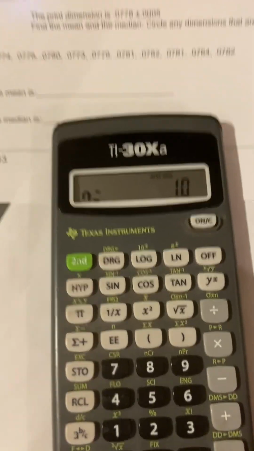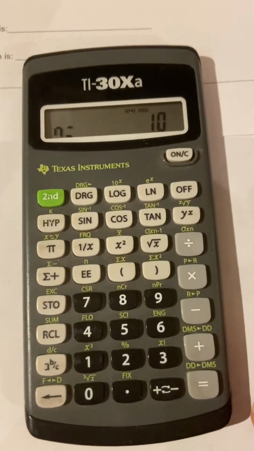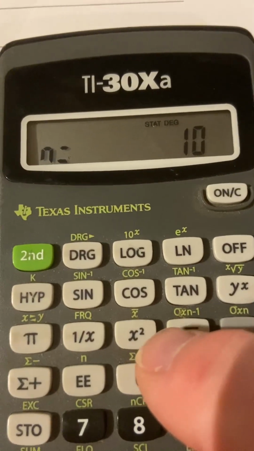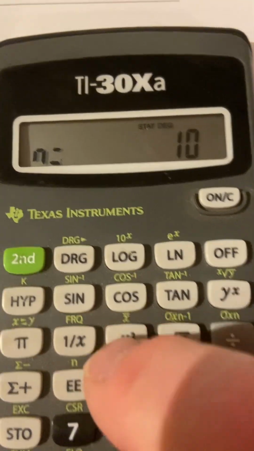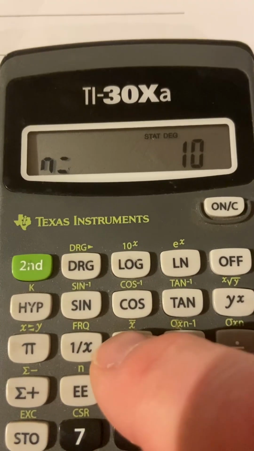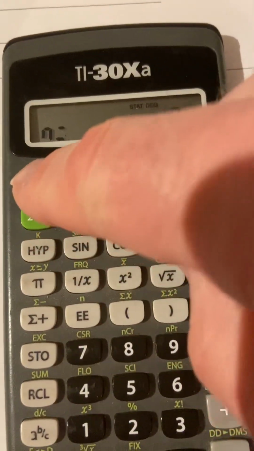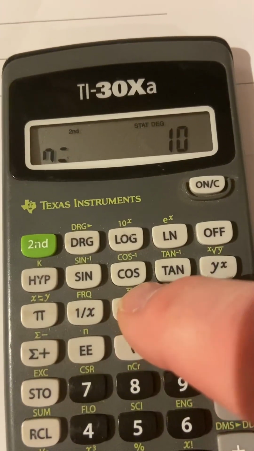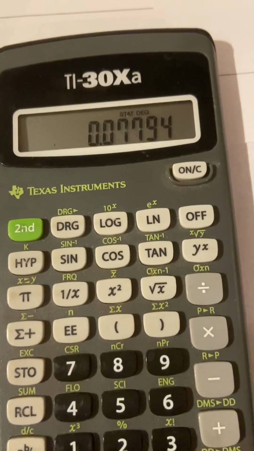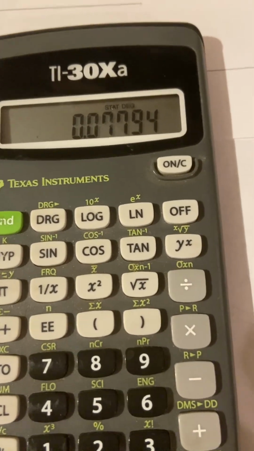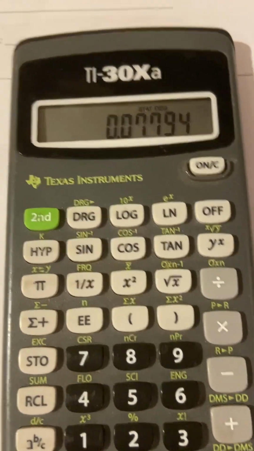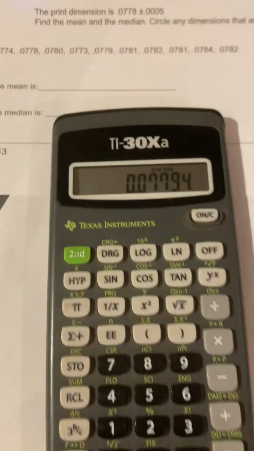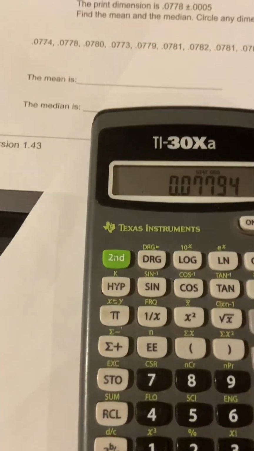Now, once we've entered all of the data in our data set, we'll notice that we also have the mean symbol right here, up above the x squared button. So we need to go second, and then the mean. So there is our actual mean here of 0.07794. So we'll write that down. Make sure that you actually enter that data on your sheet.